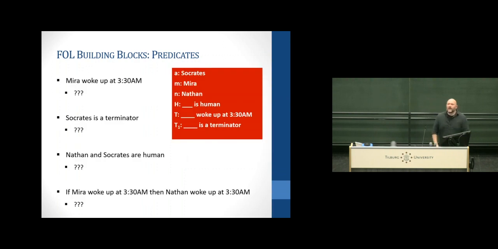So let's have a go at some practice. This is the same symbolization key we had just a second ago. We have a is the name for Socrates, m for Mira, n for Nathan. H is the predicate is human. T is the predicate woke up at 3:30. T1 is a terminator. So using this key, how would we symbolize Mira woke up at 3:30?